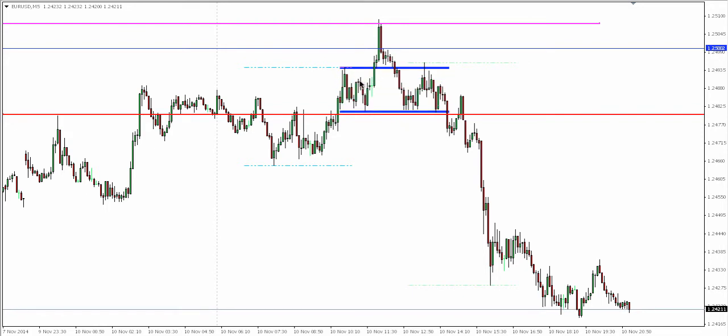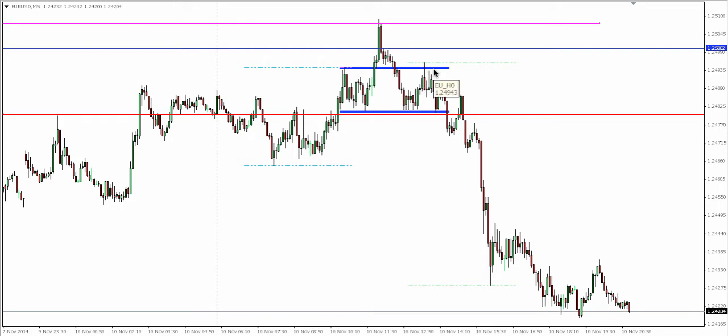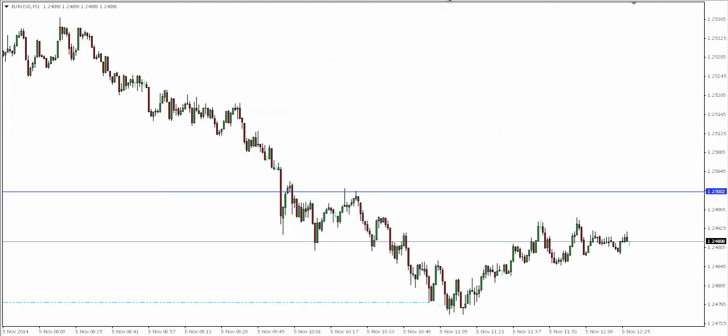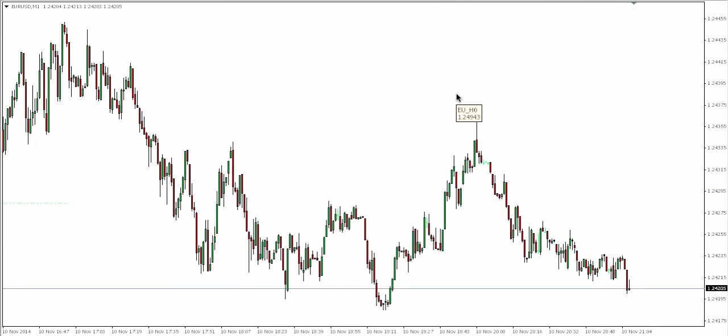So what I told my coachees, my students, was that I was going to establish a position right over here on this local resistance level. And I told him to watch what price was doing.